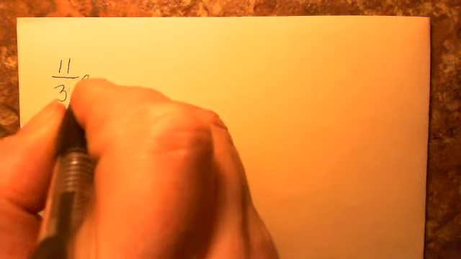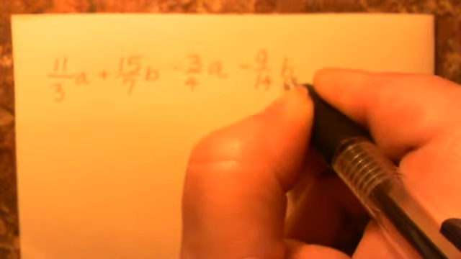Next we have an expression to simplify that involves fractions. And so we need to practice a little bit with fractions here. We have 11 over 3a plus 15 over 7b minus 3 over 4a minus 9 over 14b minus 39.